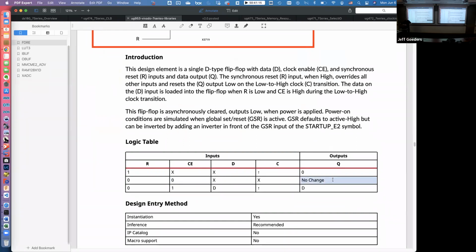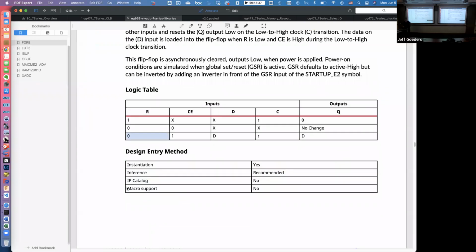That's what clock enable means, right? On the other hand, if the clock enable is a 1, well, then whatever appears on the D input will appear on the Q output on a rising edge of the clock. Of course, that all presupposes that reset was low. So they tell you how the primitive works.